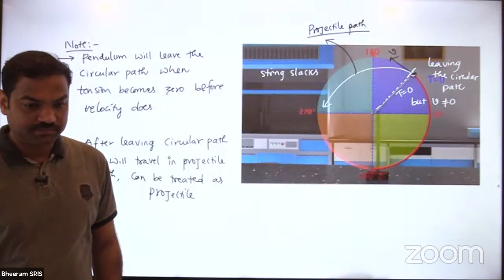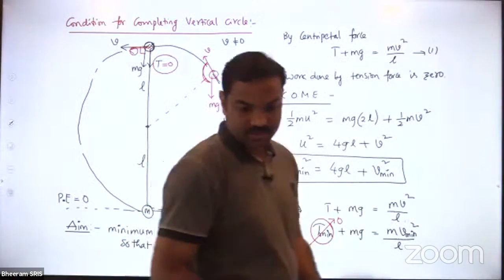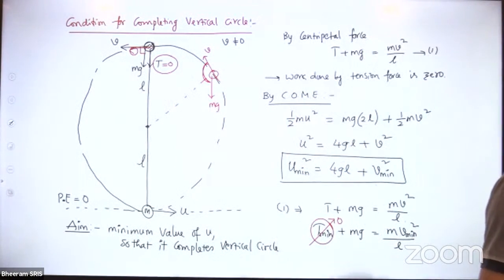Completed, Bhavana. Okay, good. So then you can start from here. Yes. Okay, Nazia. So now write down the complete condition for completing the vertical circle. From here you can write down. So tell me if you complete this page, I'll keep the other page.